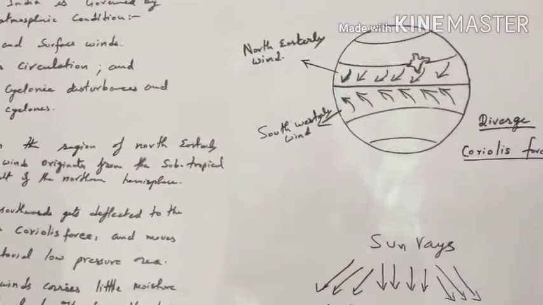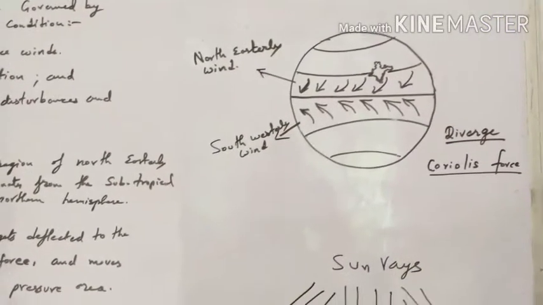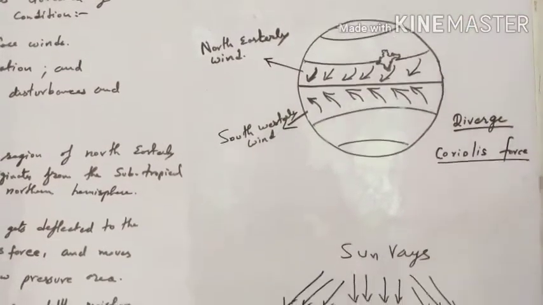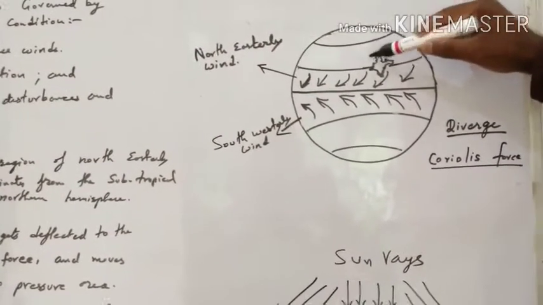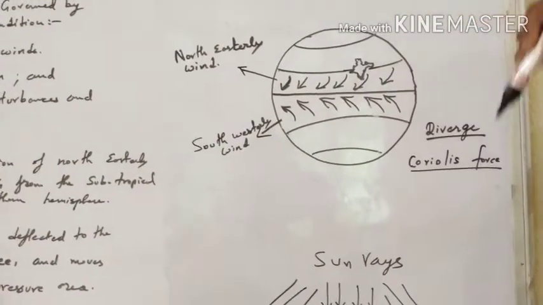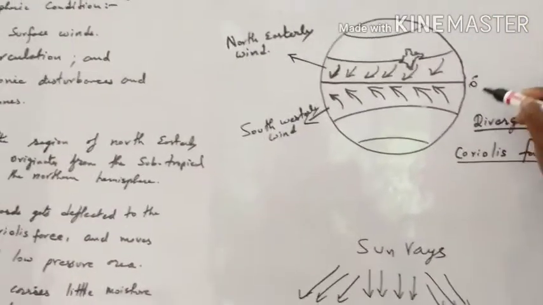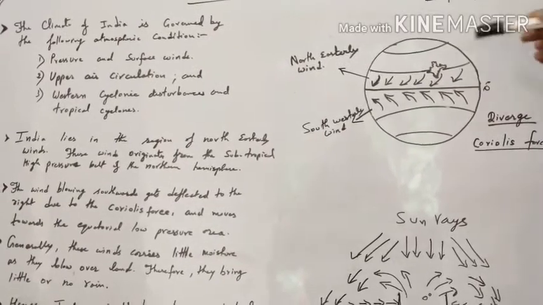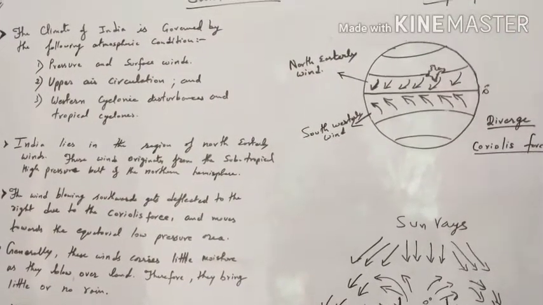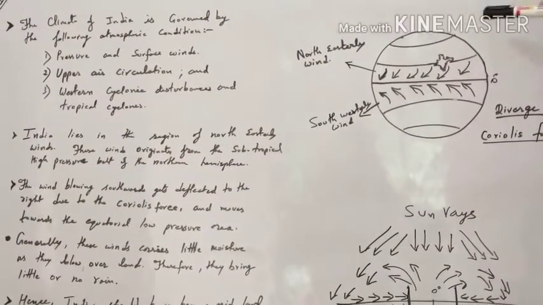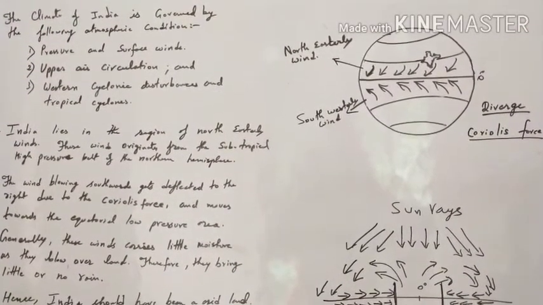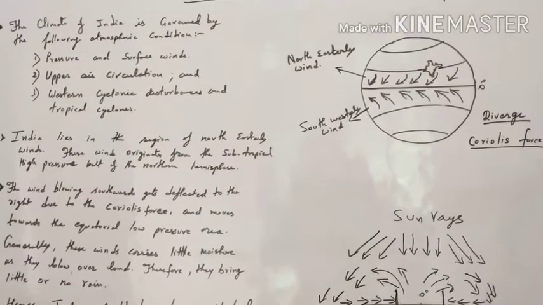When we talk about India, India is in the region of northeasterly wind. Now here lies India. With the help of the diagram we can understand it in a better way. This is the place where India lies, and this is 0 degree latitude, that is the equator. That means it is above the equator and it lies in the northern hemisphere towards the east. That is why, when the wind blows from the northeast, we say that the country lies in the northeasterly wind zone.